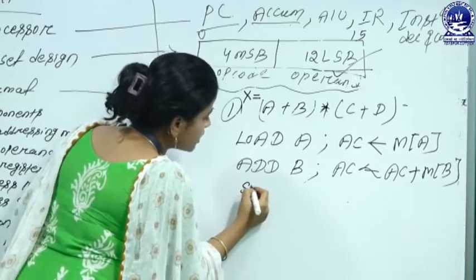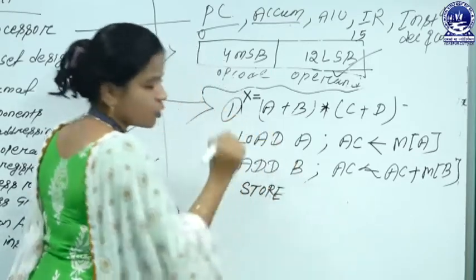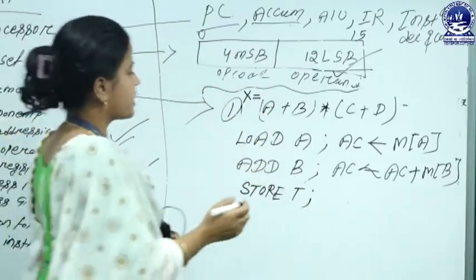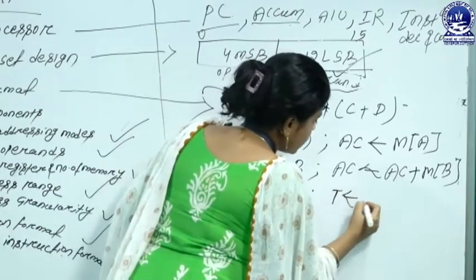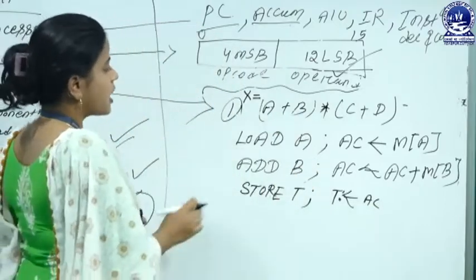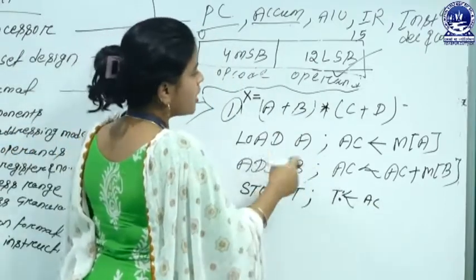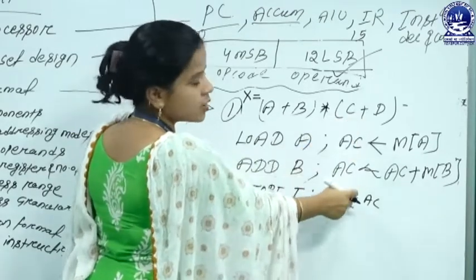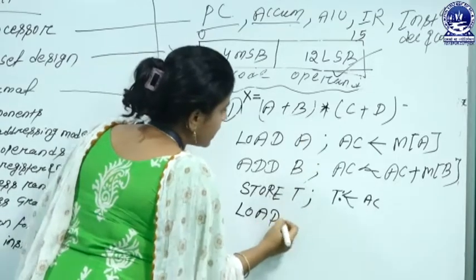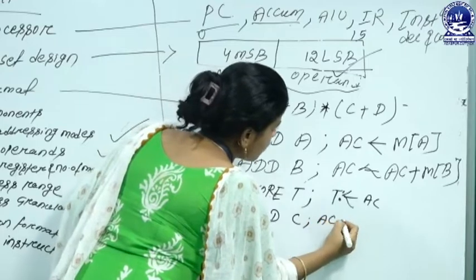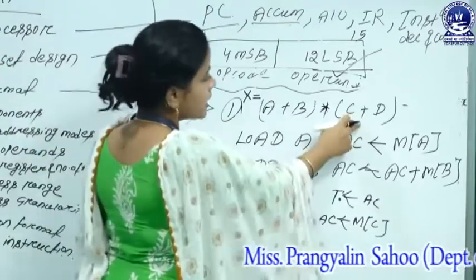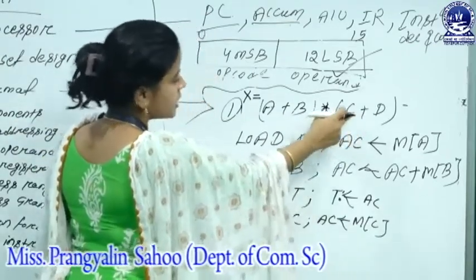So now we use another type of opcode, that's store. Store, and another operand we have to allocate, that's T. That means T equals AC, that means the accumulator value is assigned to the location T. Now the accumulator is free. So now we again load an operand into the accumulator. Again we insert the second operand, that's C, load C. That means the accumulator holds the memory value of operand C. After that another opcode arrives, that's addition.